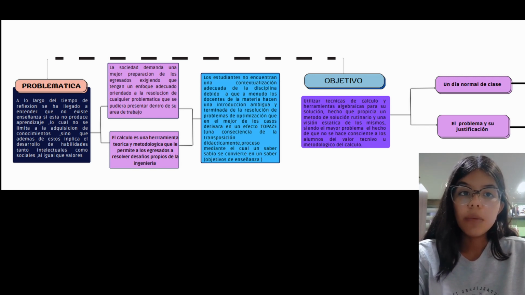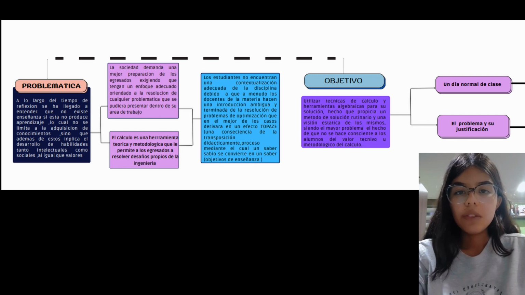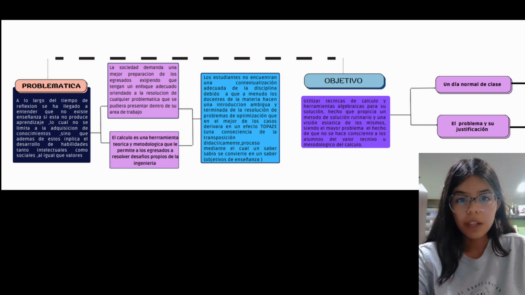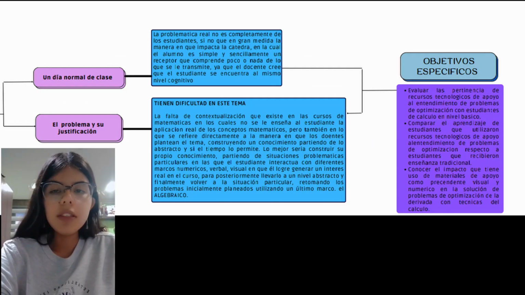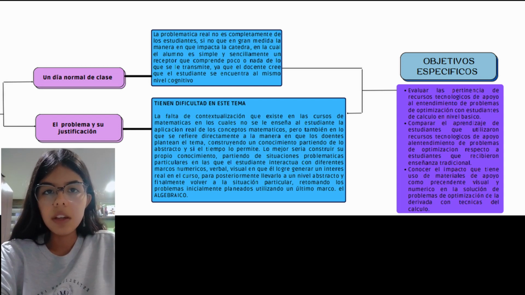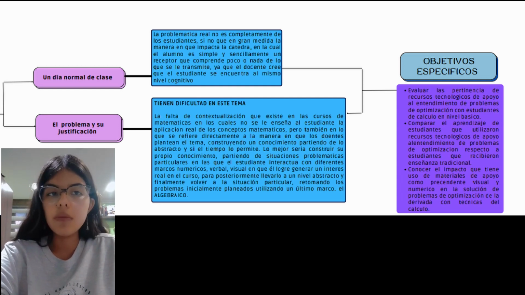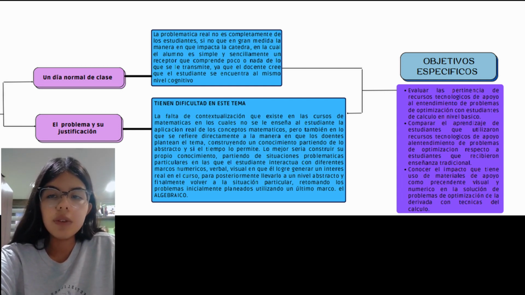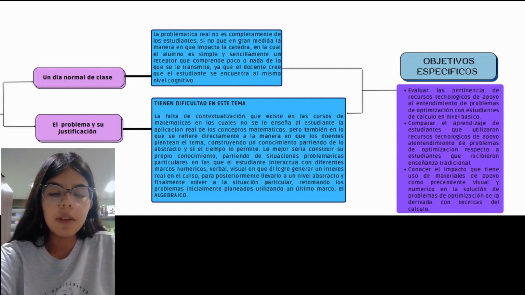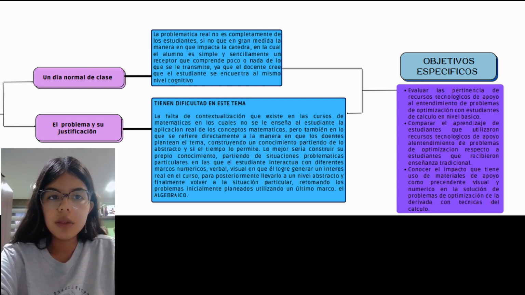The biggest problem is the fact that students are not made aware of the technical and methodological value of calculus. The real problem is not completely the students', but to a great extent the way in which facts are shared, in which the student is simply a receiver who understands little or nothing of what is transmitted. The teacher believes that the student is at the same cognitive level.